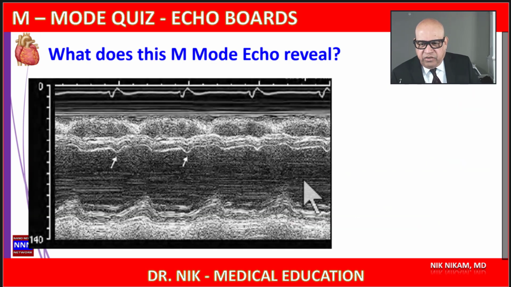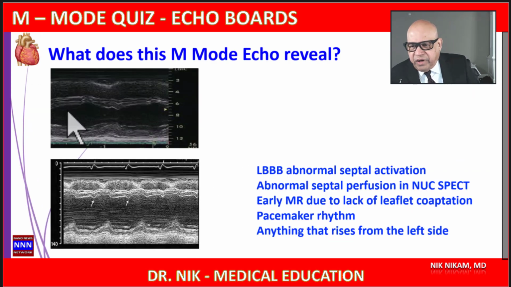Let's proceed. What does this tracing show, and what is your diagnosis? Here's a normal M-mode echocardiogram. I want you to pay attention to the movement of the walls during systole. Here, the posterior wall is moving forward, the septum is moving backwards. So they are coming close together so that they can squeeze the blood into the aorta. But look at what's happening here. Here we have the posterior wall moving forwards, and we have the septum also moving forward. So there is paradoxical septal motion.